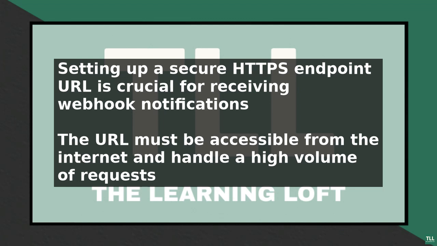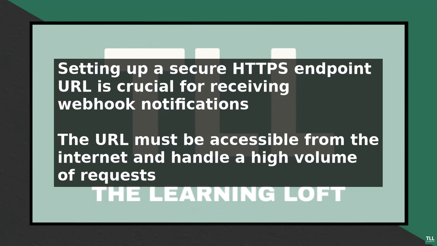Once the URL is set up, the next step is to configure the webhooks in the Authorize Net dashboard. This involves specifying the types of events that will trigger a webhook notification and the URL where the notification will be sent. It is also possible to specify additional settings such as the format of the notification and the retry policy in case the notification fails.